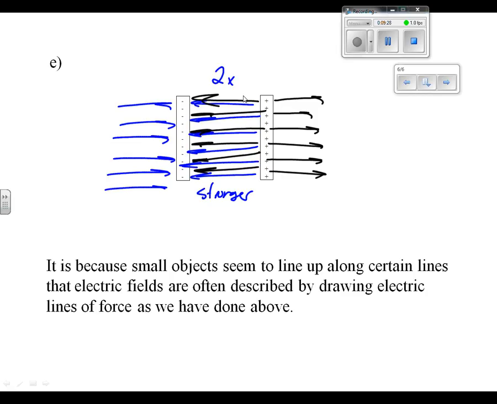Is this easy stuff? Yeah, it's pretty easy. That might even be the last slide. It is the last slide.